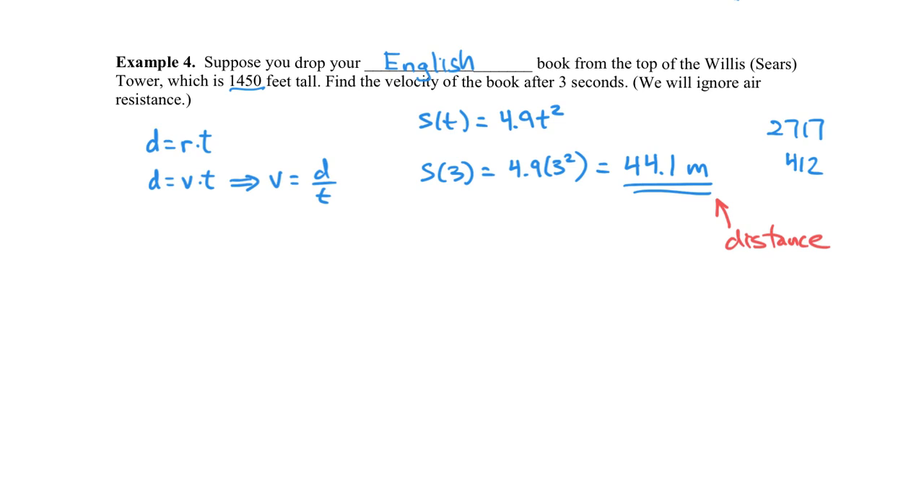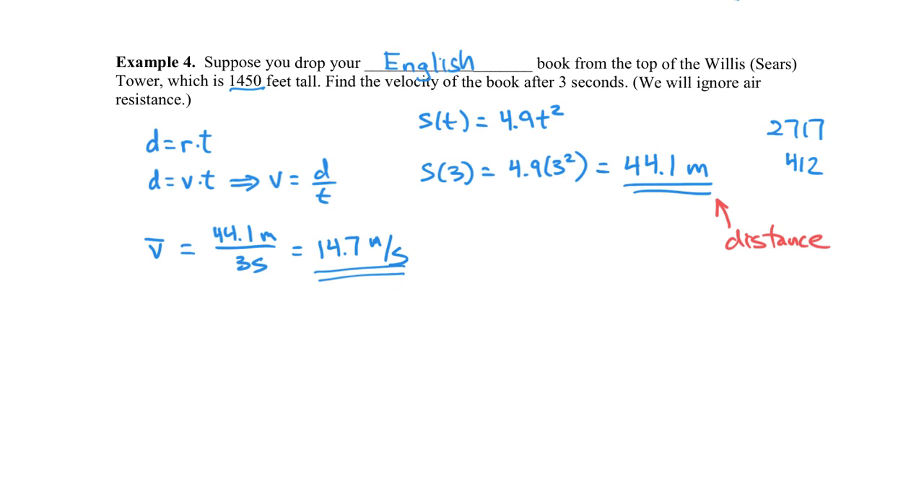So what we could do is think of this as average velocity, and put a v with a bar to mean average. So the average velocity, using this formula, distance over time, the distance 44.1 meters, the time 3 seconds. So the average velocity would be 44.1 meters over 3 seconds, or 14.7 meters per second. One thing we have to note here, though, is this is not really what we're looking for. We want to know the velocity of the book right at 3 seconds. We're finding the average velocity over the first 3 seconds.